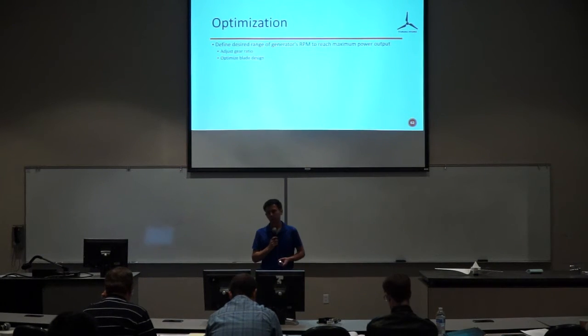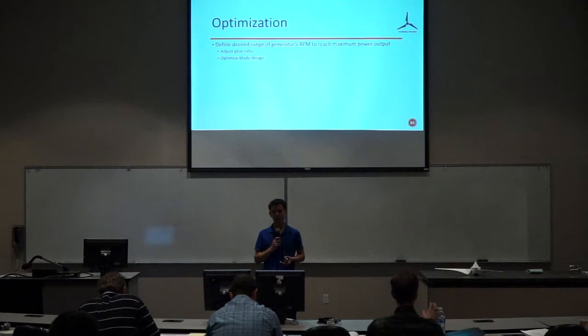This data will be analyzed to define the desired range of RPMs that we would like the generator to be at to maximize power production. Once we have our data, we will reach our target RPM range by adjusting the gear ratio and optimizing the blade design.